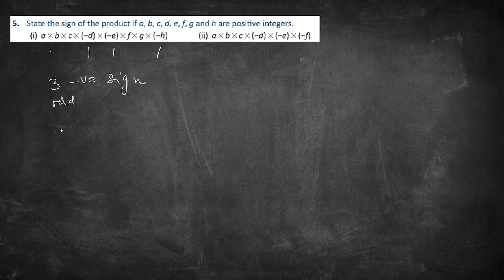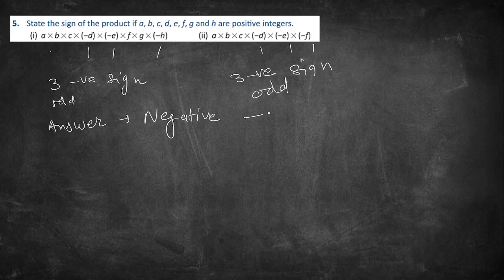Now 3 is an odd number, it means the answer will be negative. Again I am telling you, if we have an odd number of negative signs, the answer is negative. If we have an even number of negative signs, the answer will be positive. Now here, 1, 2, 3, again the same thing, we have 3 negative signs, and 3 is an odd number, and for an odd number the answer is negative. The same answer here.